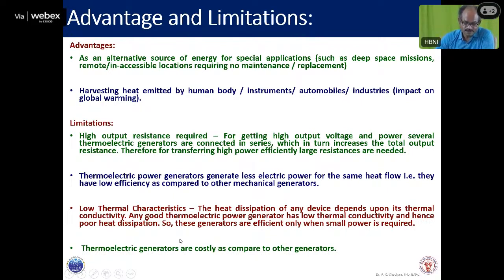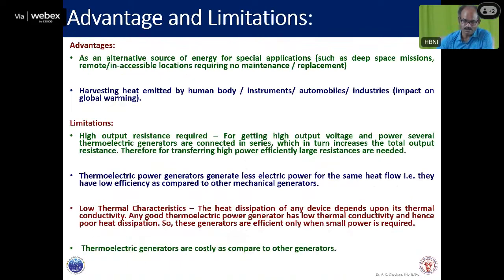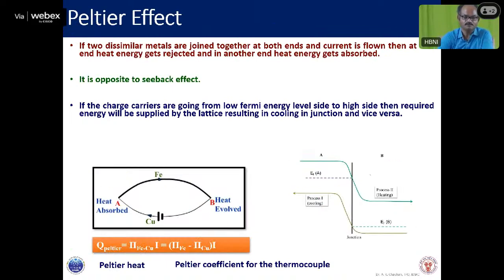Low thermal characteristics. The heat dissipation of any device depends upon its thermal conductivity. Any good thermoelectric power generator has low thermal conductivity and hence poor heat dissipation. So these generators are efficient only when small power is required. Thermoelectric generators are costly as compared to other generators. I think with this we have covered the thermoelectric part.